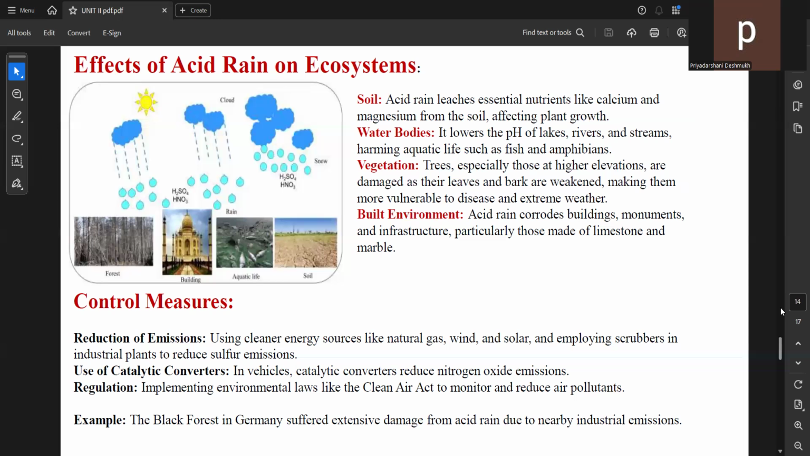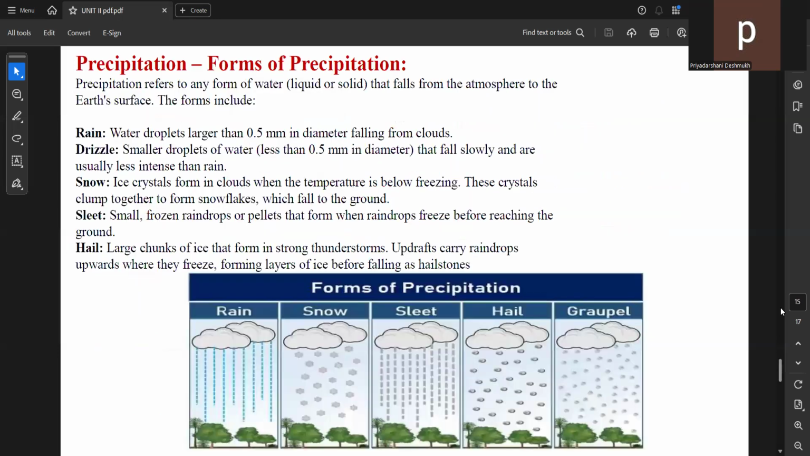The next is the use of catalytic converters. If we are using catalytic converters, then nitrogen oxide emission can be reduced. The next one is regulation. This regulation is the Clean Air Act, to monitor and reduce air pollution. An example that we can take is the Black Forest in Germany, which suffered extensive damage from acid rain due to emissions from nearby industries. This is the famous example for acid rain.